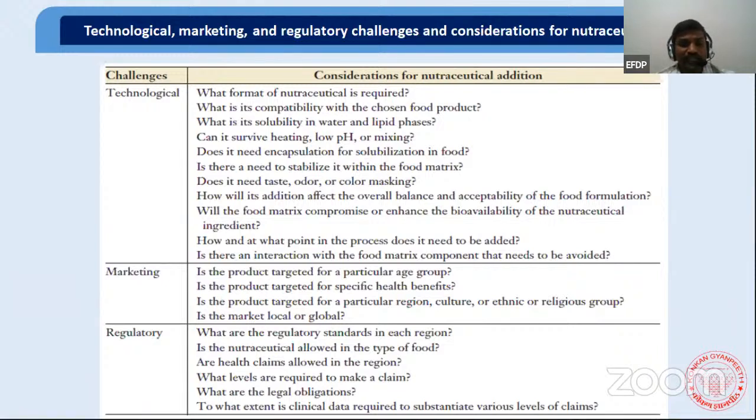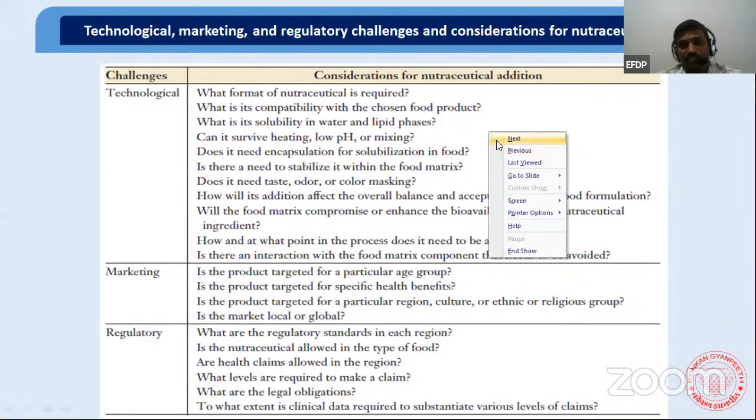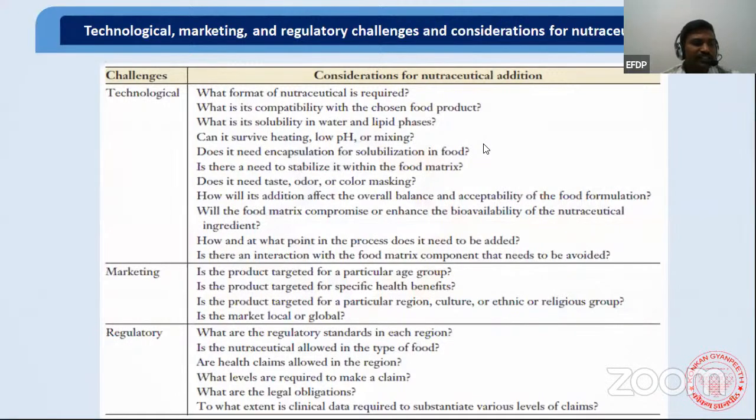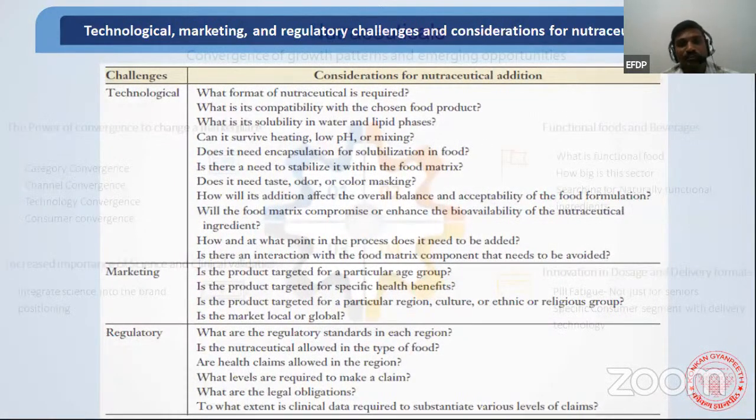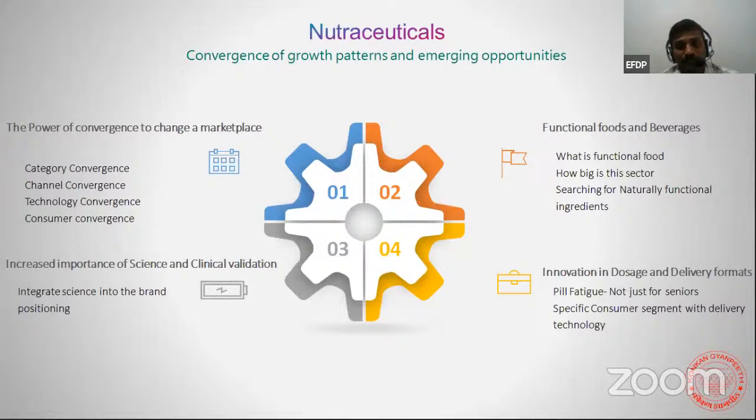Then which claims are required to be made. So these are all legal obligations. These are the challenges we can face when developing any nutraceutical. So these are the basic challenges. Now when we think about the power of convergence in nutraceuticals, the growth pattern, which are the emerging opportunities and growth patterns. In that, I have made some notes on convergence. The word convergence is about how the momentum and movement of the product and the requirement of the product will change depending upon how the era is changing.